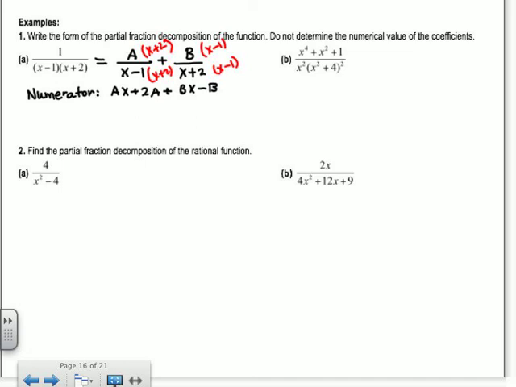Does it make sense? You don't have to do the denominator. But what do we need our numerator to equal? 1. Do you guys see it? We need it to equal 1. So it's going to equal 1. Okay, so look at your like terms. I have ax plus bx. But how many x's did I have on my original numerator? 0. So that means that we have two equations. We have a plus b equals 0, because we didn't have any x terms. Okay, and then these numbers, 2a minus b, what do they have to equal? 1. Equals 1, right? The number 1.